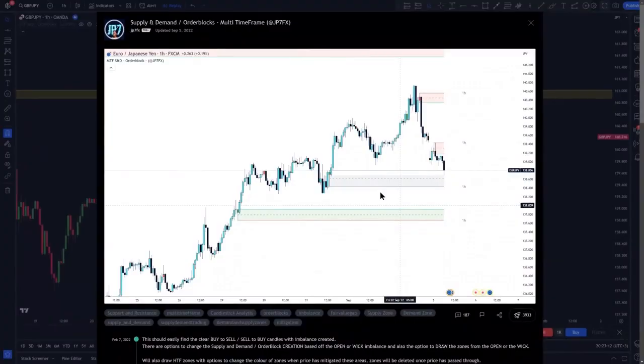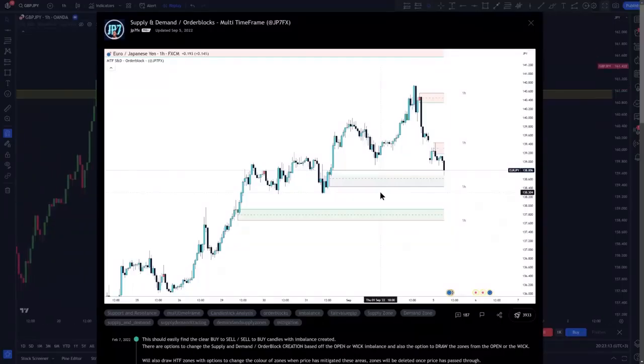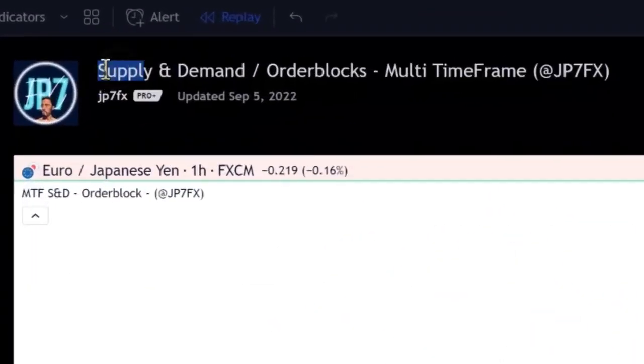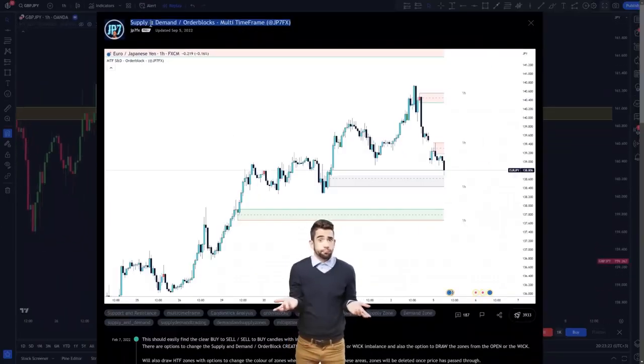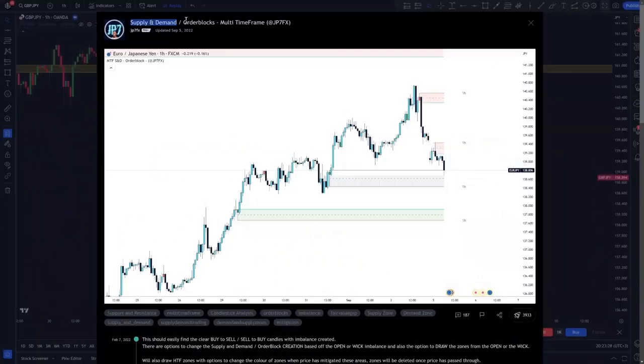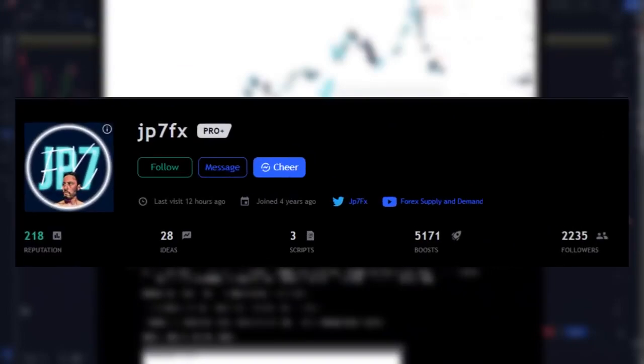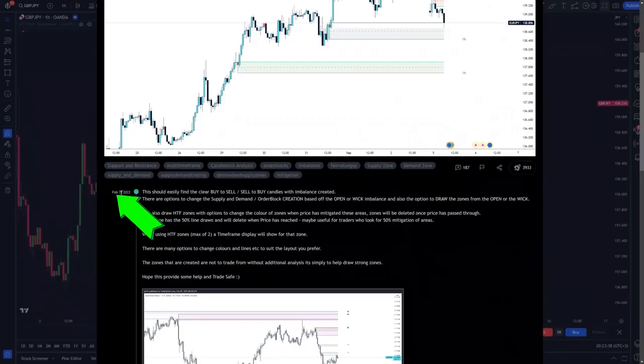An indicator called... What the heck is that? This is the name of that indicator. Let's just call it supply and demand indicator. This indicator was created by JP7FX in February of 2022.